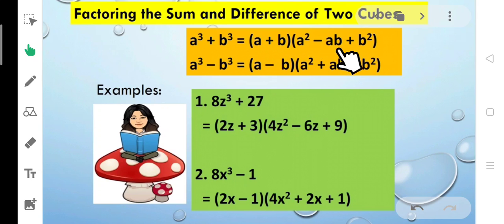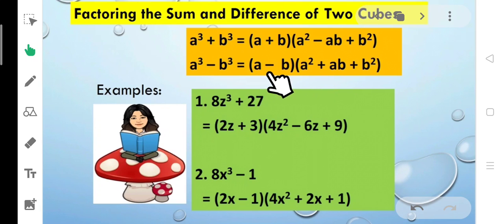And to find the other factor, just square this first term. So a times a is a squared. Then for the middle term, just multiply a and b, then get the opposite sign. So a times b is ab, opposite sign is negative, so you have negative ab. Then for the last term, just square the second term in the binomial factor. So b times b is b squared. For the difference of two cubes, we also have one binomial factor and one trinomial factor.